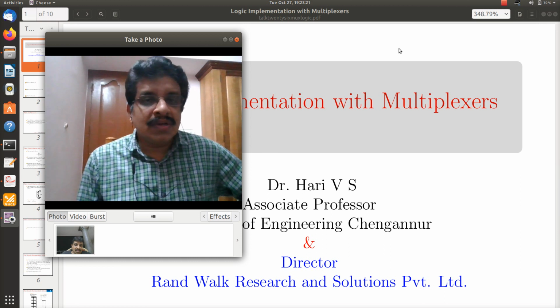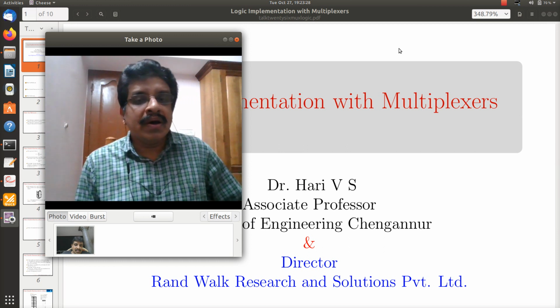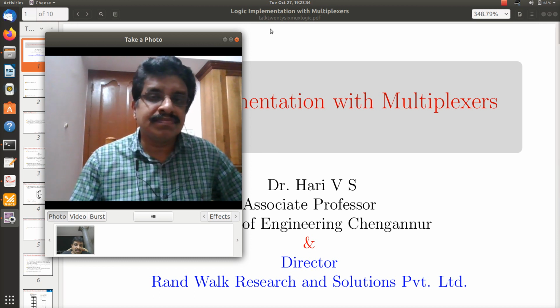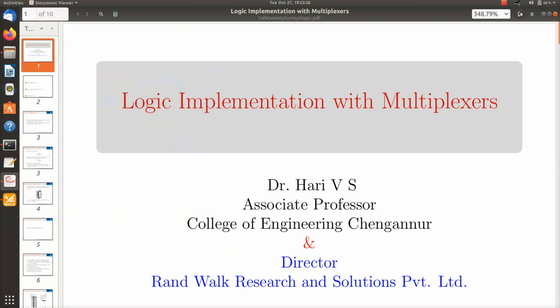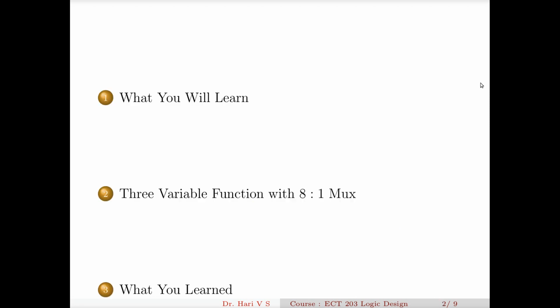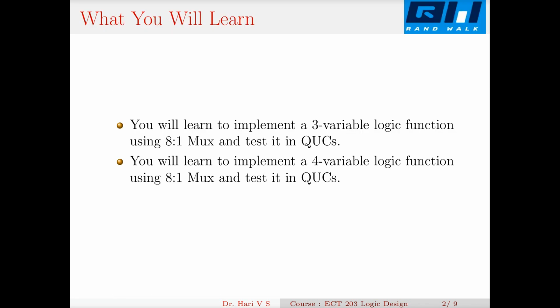In the previous sessions we have understood the sum of product expressions, so multiplexers can be efficiently used for implementing an SOP expression. So let me start with that presentation. This session is organized into your learning outcomes, then a 3-variable function with 8:1 mux and a 4-variable function with 8:1 mux, then your summary of understanding. So what you will learn in this video is that you will learn to implement a 3-variable logic function using 8:1 mux and test it in QUCS.